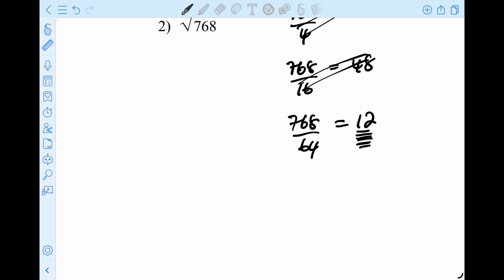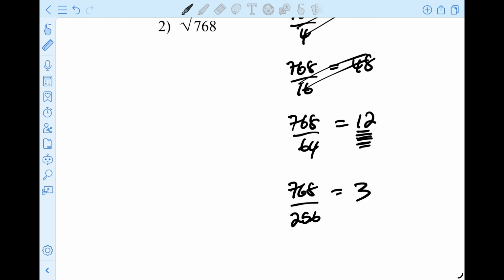768 divided by 144 does not work. 768 divided by 169 does not work. 768 divided by 196 does not work. 768 divided by, what's the next one after 196? 225 does not work. So which one is it? 768 divided by 256 works, right? 768 divided by 256, that's equal to 3.